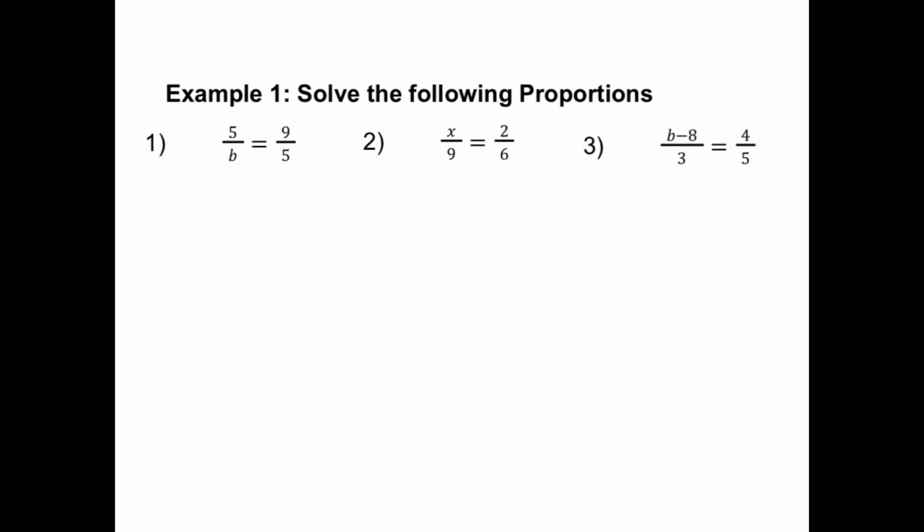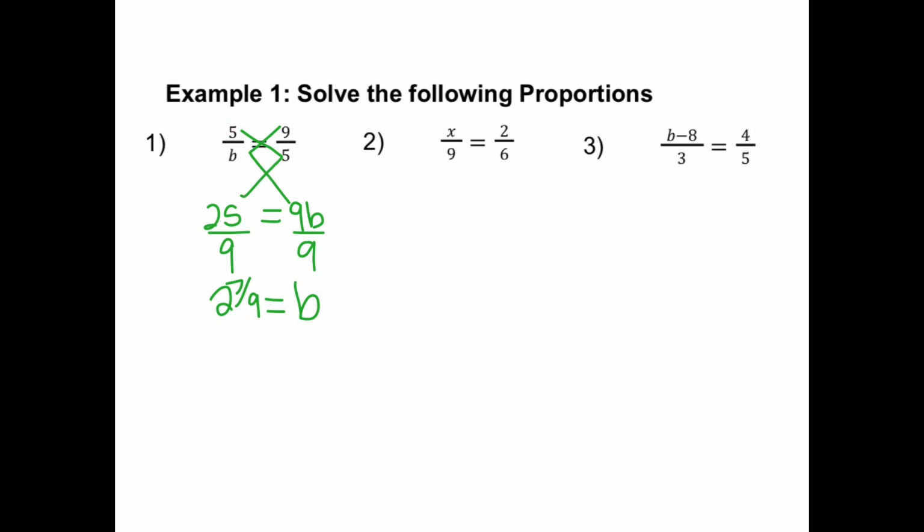Let's take a look at some examples. In this first example here, again, I'm just going to do the three steps. Cross multiply, so 5 times 5 is 25. 9 times b is 9b, so 9b equals 25. Second step is to divide by 9. So when they're just straightforward problems like this, I'm going to keep this one as a fraction because it ends up being kind of ugly. When it's just a basic proportion like this, there's really just two steps: cross multiply and divide.